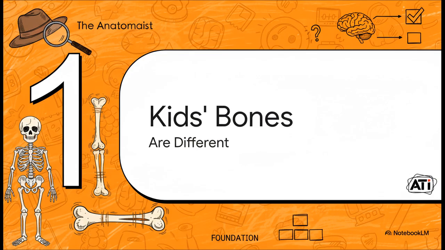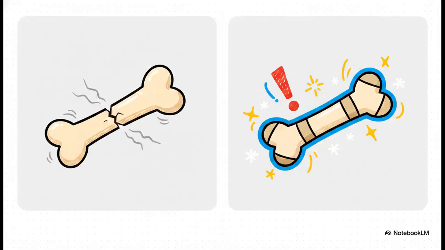Kids' bones are different. We're putting on our anatomist hat for this one. So, understanding this baseline anatomy is basically the foundation of pediatric nursing. You really have to remember that a child's skeletal system is not just a miniature adult system. Adult bones are fully ossified, meaning they're completely hardened, and when they break, they heal pretty slowly. But pediatric bones are still actively growing. They have these cartilaginous epiphyseal plates, you probably know them as growth plates, right at the ends of long bones.